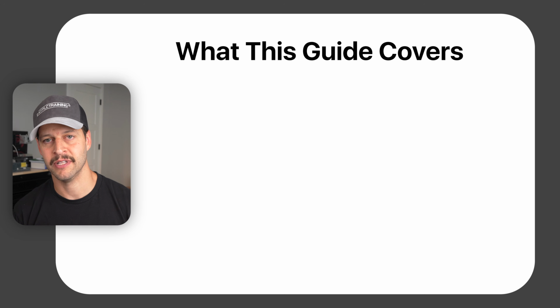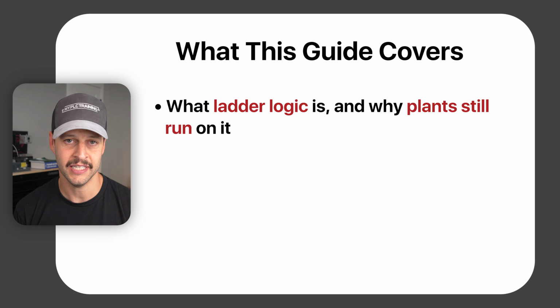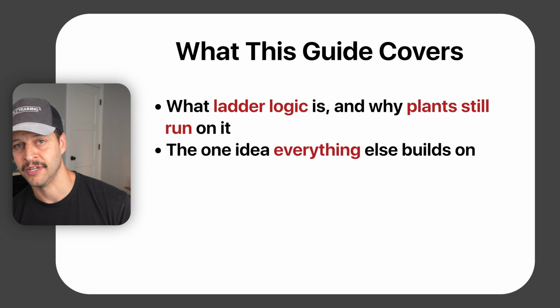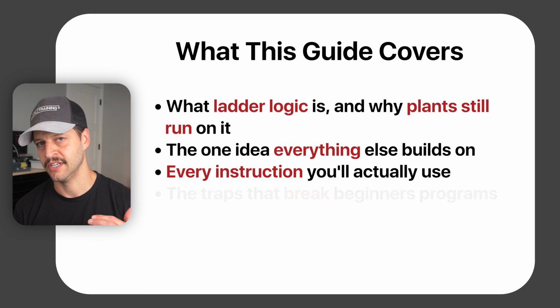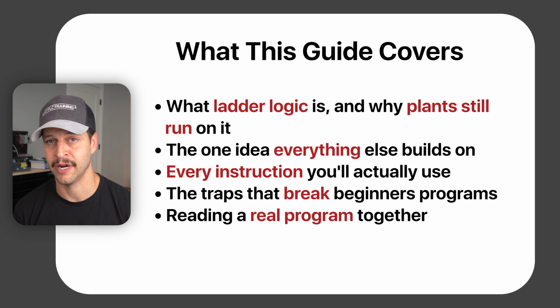This is ladder logic start to finish: what it is and why plants still run on it, the one idea everything will build on, every instruction you'll actually use, the traps that break beginners' programs, and then we'll read a real program together rung by rung. By the end of this, you'll have the whole language in one place and a great starting point for understanding ladder logic.